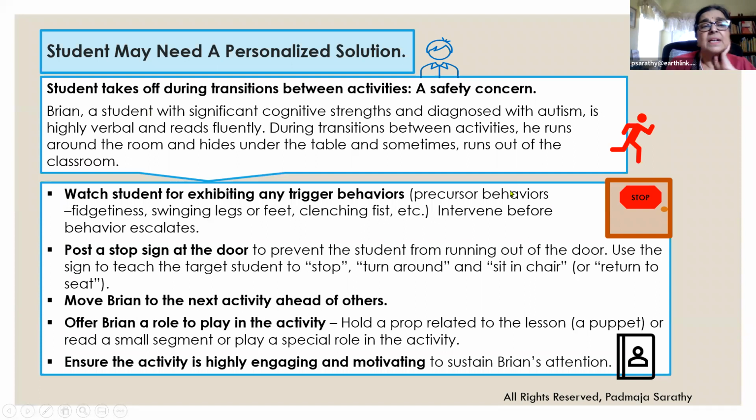This is another student. The student takes off during transitions. He runs around. So what would you do during transitions between activities? Watch out for any precursor behaviors, fidgetiness, swinging legs, clenching feet. Intervene before the behavior escalates. Post a stop sign at the door. Teach the student to stop, turn around, and sit in chair.